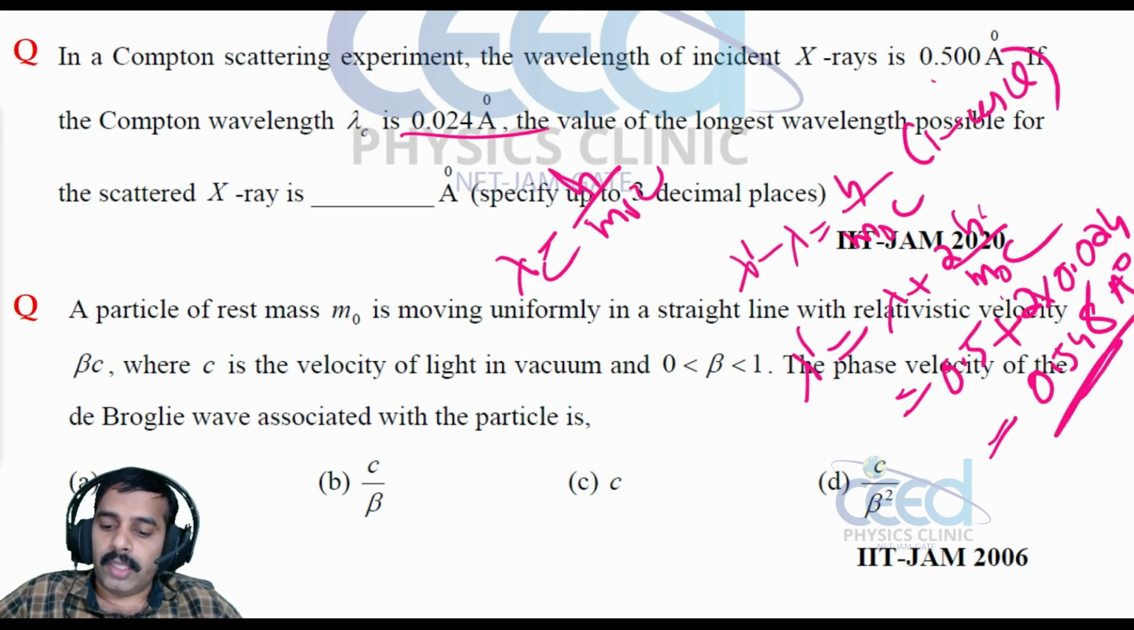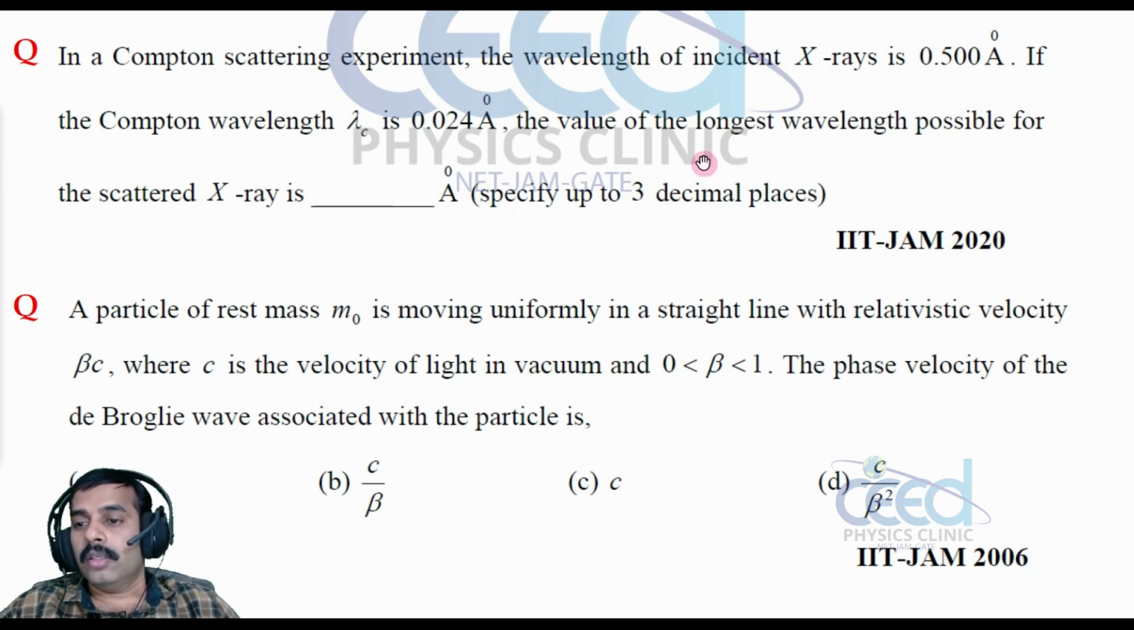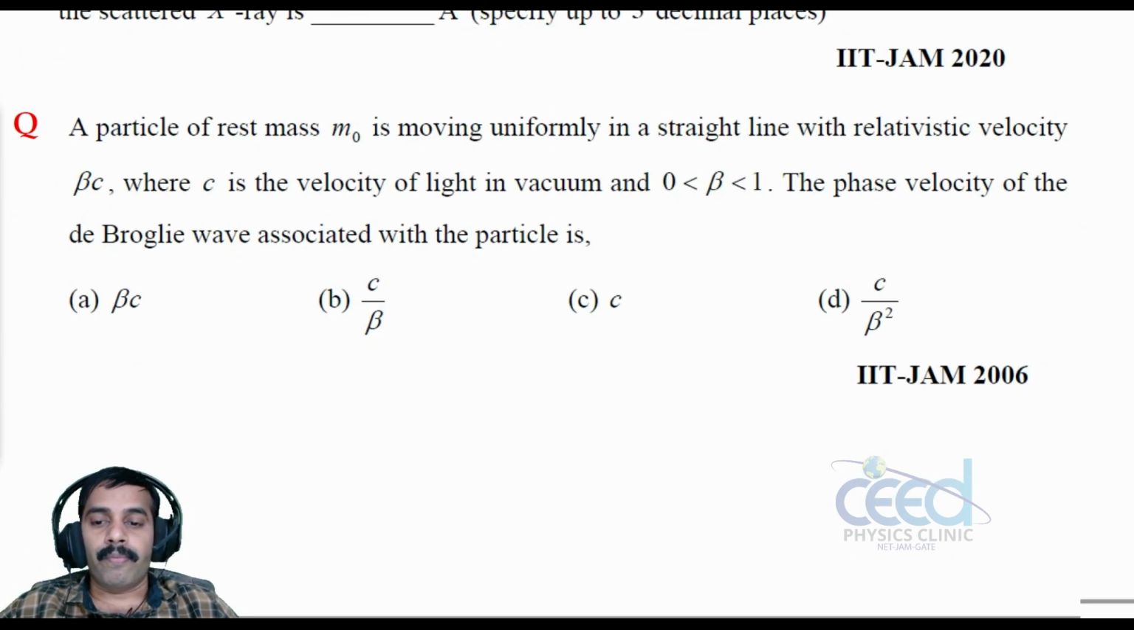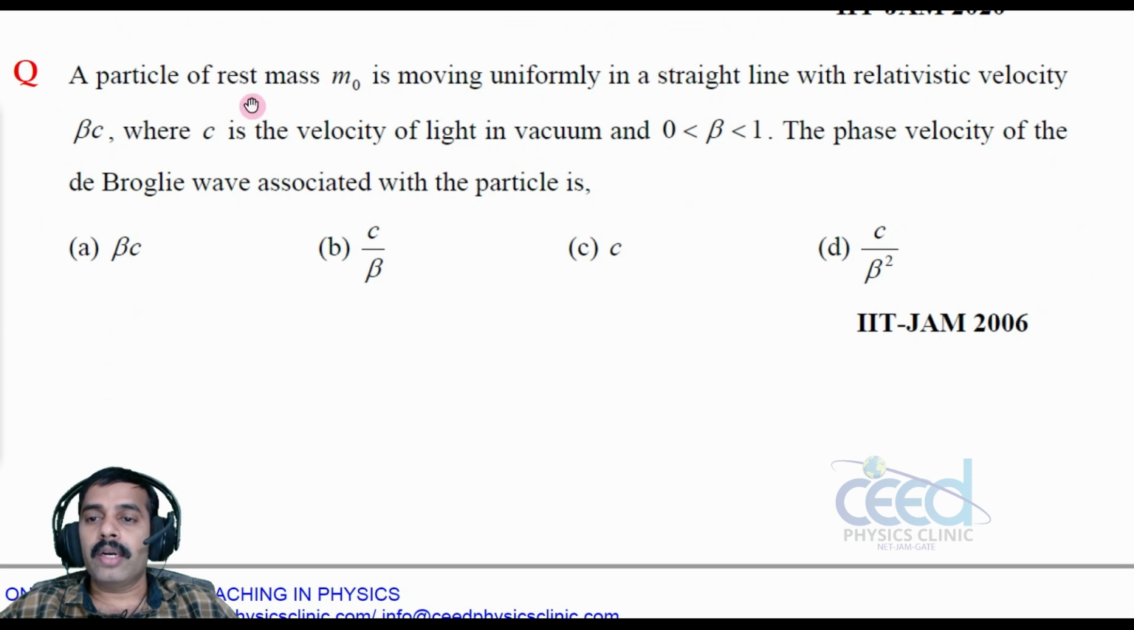Now we have another question here. The question is, a particle of rest mass m0 is moving uniformly in a straight line with relativistic velocity beta c, where c is the velocity of light in vacuum, and 0 is less than beta less than 1. The phase velocity of the de Broglie wave associated with the particle is.